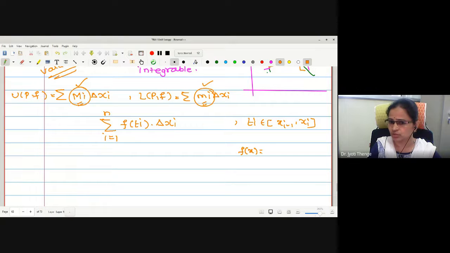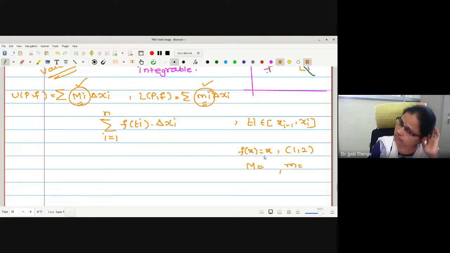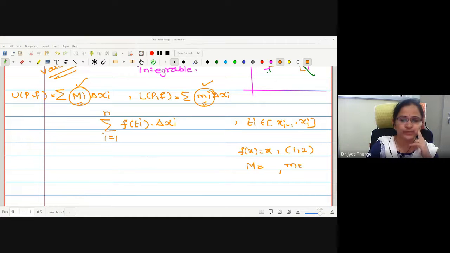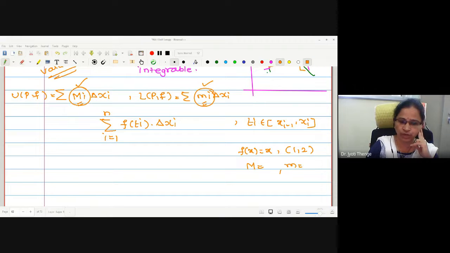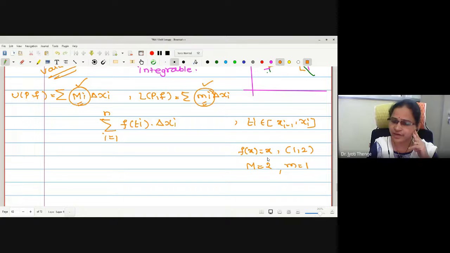Example, f of x equal to x on open interval 1 to 2. What is capital M and small m? What is capital M in this function? काय आहे capital M ची व्हॅल्यू? सुप्रीमा काय आहे फंक्शनचा? Capital 2. Okay, sorry. Capital M is 2 and small m is 1. Are they function values of the given function? Function values आहेत का या दोन्ही?